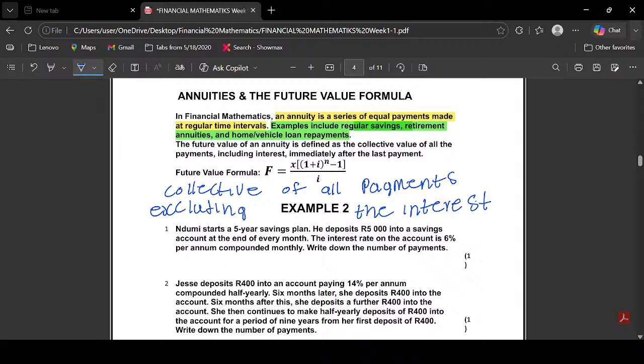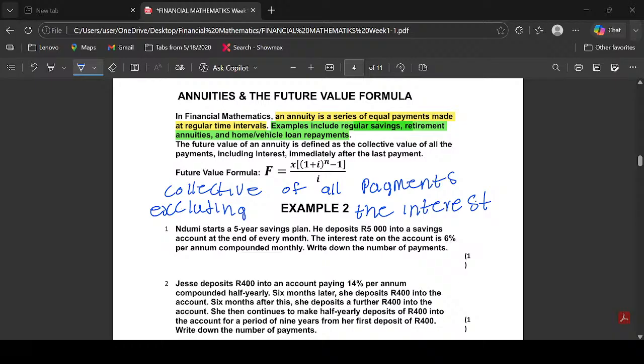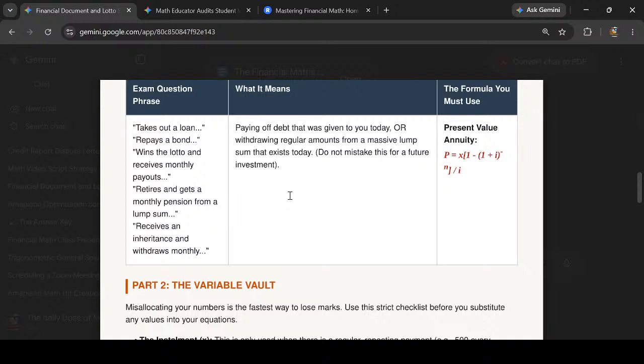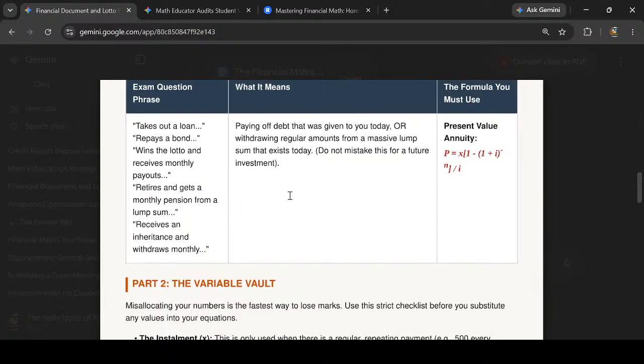If someone wins a lotto, people don't know this. If you win a lotto, let's say you play Powerball and you win 50 million, chances are they're not going to give you the full 50 million. They are going to say, we're going to give you this money in regular intervals, maybe over 5 years. So if you win this lotto and want to withdraw a certain amount at regular intervals, we're also going to use the present value.